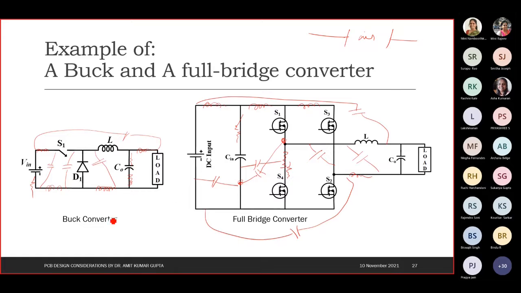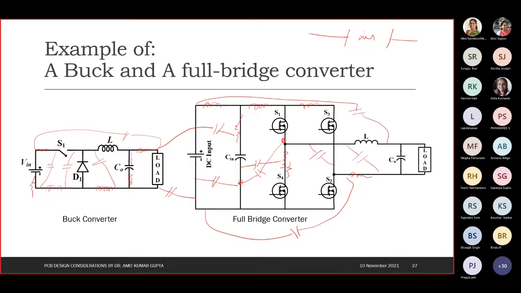In fact, if we have a buck converter and a boost full bridge converter here, close to each other, or kept side by side, there will be a capacitance between these two terminals also. There will be a capacitance between this point and this point. All these unknown, unwanted components we don't know.